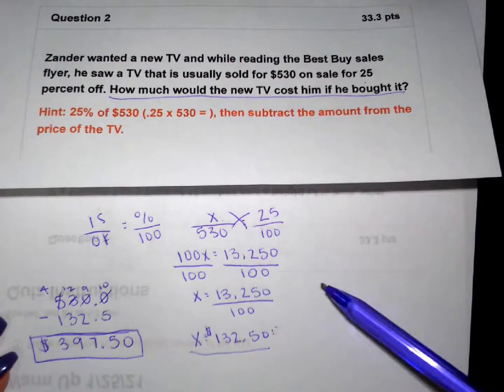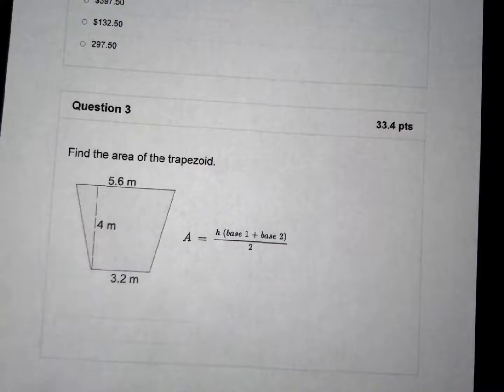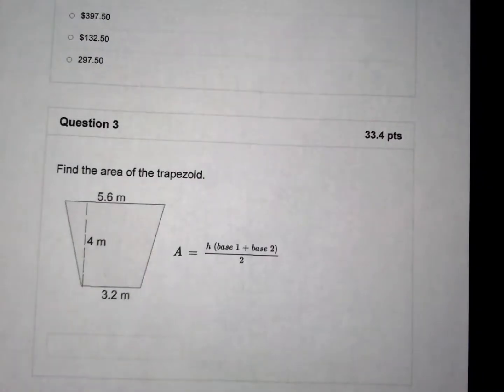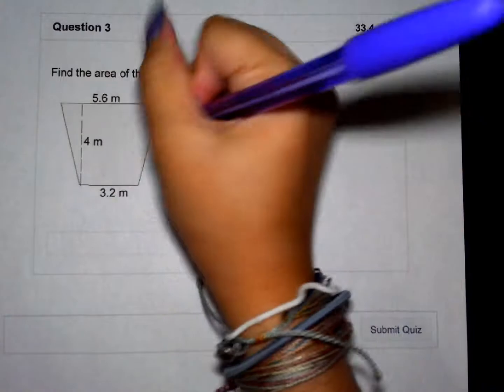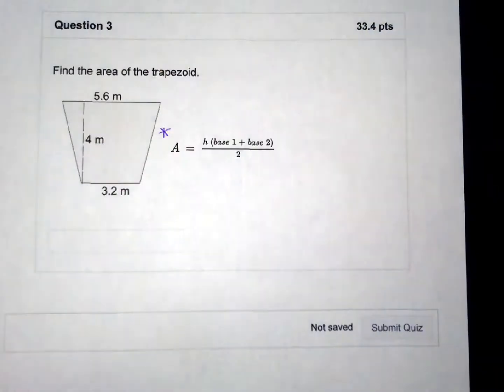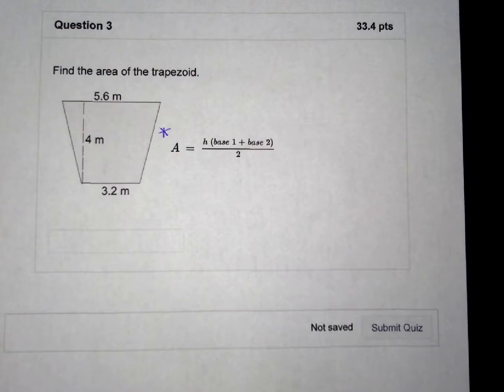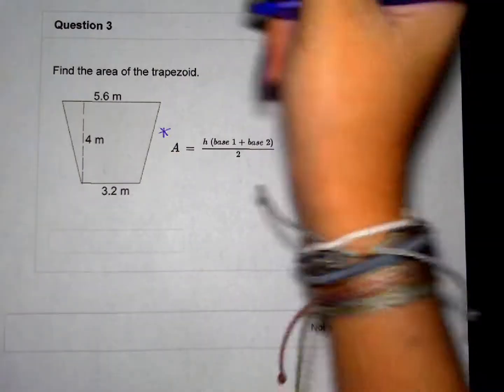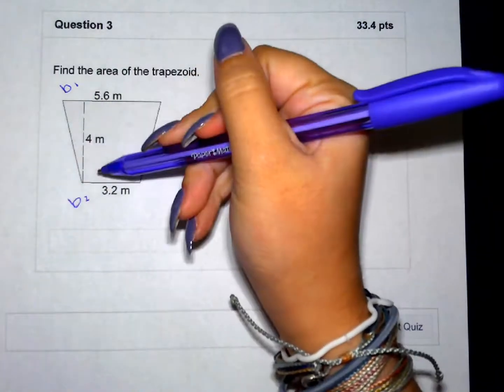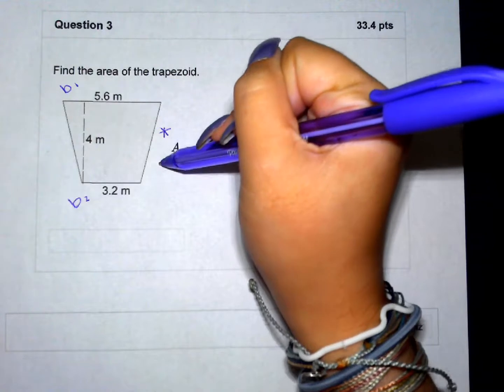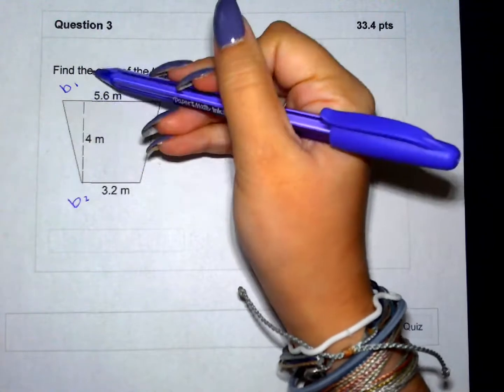Okay? Now for the last problem, we have finding the area of the trapezoid. So it gives us this formula right here. We know the formula for the area of a trapezoid is A equals h times base 1 plus base 2, divided by 2. So we're going to go ahead and call this base 1, and we're going to call this base 2, and we know that this is our height. Remember, if there were any numbers right here, we would not use the slant lines. We always use this dotted line or solid line in the middle, okay?